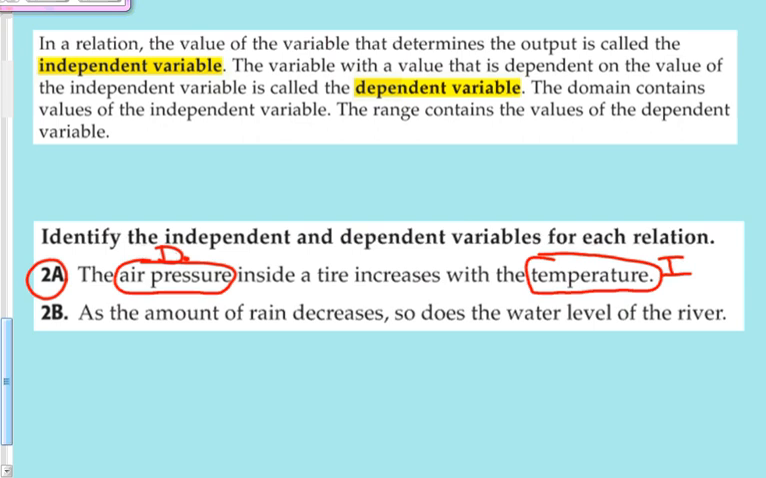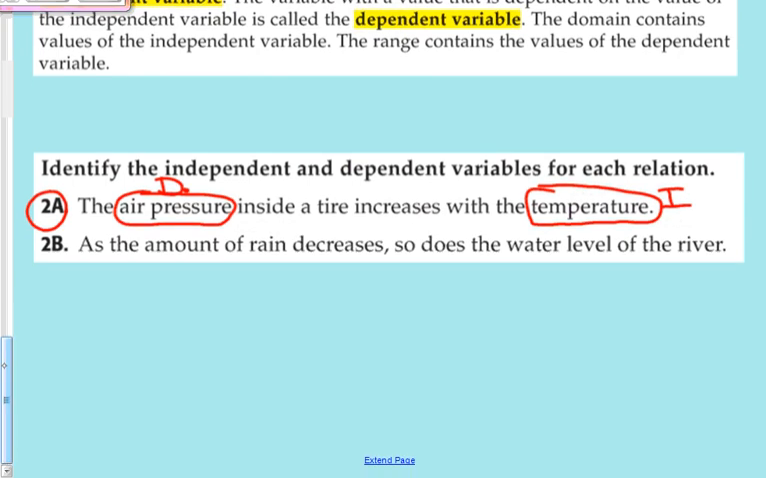And the next one, as the amount of rain decreases, so does the water level of the river. Now, does the amount of rain depend on what the water level is? No, of course not. It doesn't dictate how much rain comes down. The water level is dependent on how much rain. So this is our dependent variable, and the amount of rain is our independent variable. It works all alone. That's the end of your lesson.